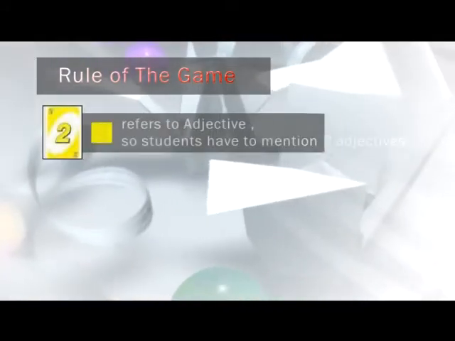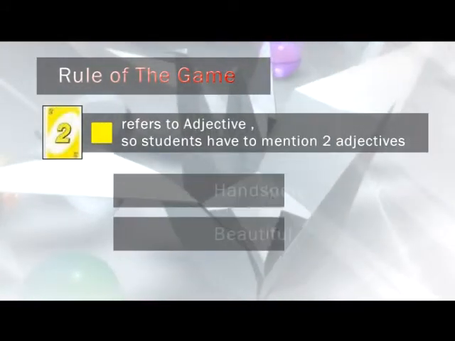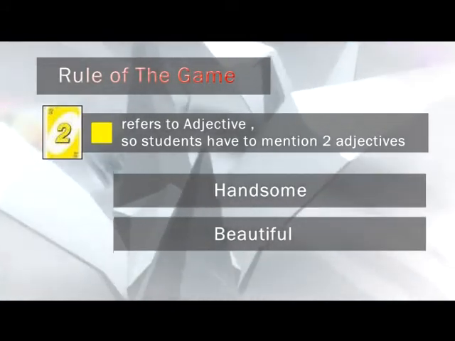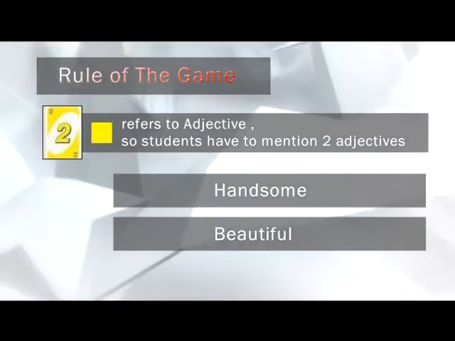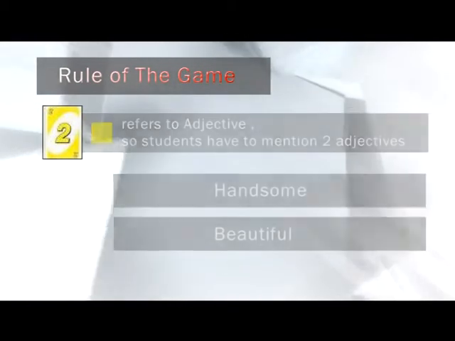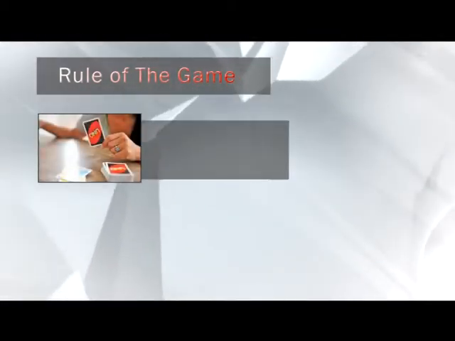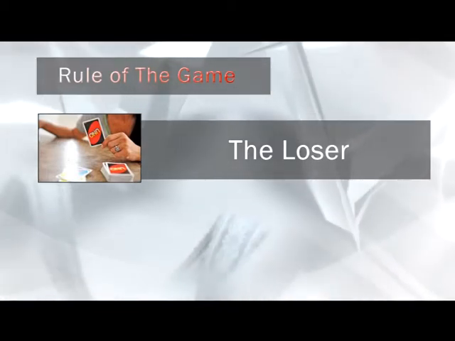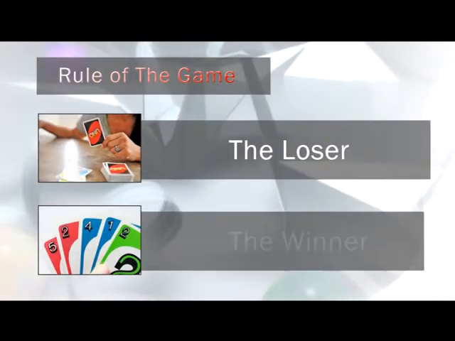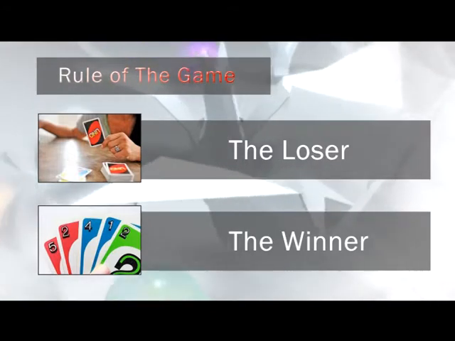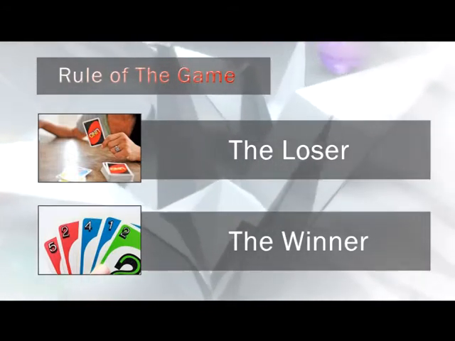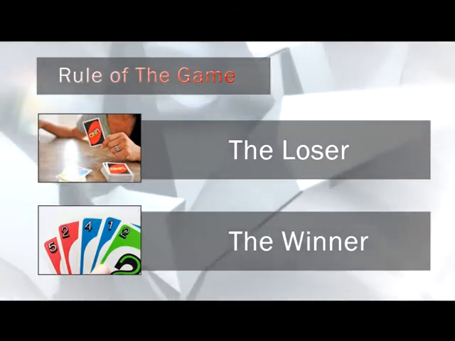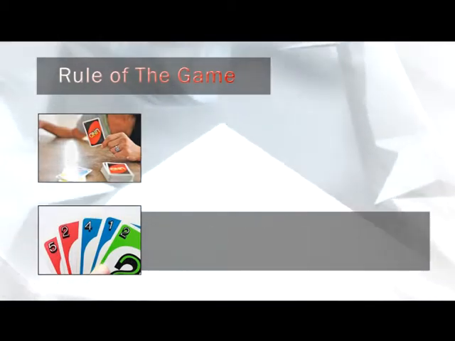For example, there is a yellow card with number 2, and the yellow card represents adjectives, so the students must mention 2 adjectives. The second rule is, the one who spends the cards first is the loser. And the winner is the player who holds more cards than the others, so he or she can produce many words. Next, when someone runs out of cards, they have to leave the game.